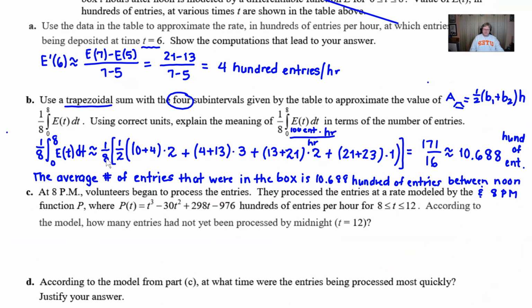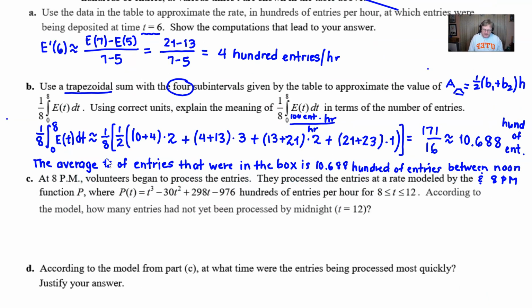All right, taking a look at part C. At 8 p.m., volunteers began to process the entries. They processed the entries at a rate modeled by the function p, where p of t is t cubed minus 30t squared plus 298t minus 976, hundreds of entries per hour. But these workers are only working between 8 and 12. According to the model, how many entries had not yet been processed by midnight, which is t equal 12, because these guys are getting tired. They want to go home, right?